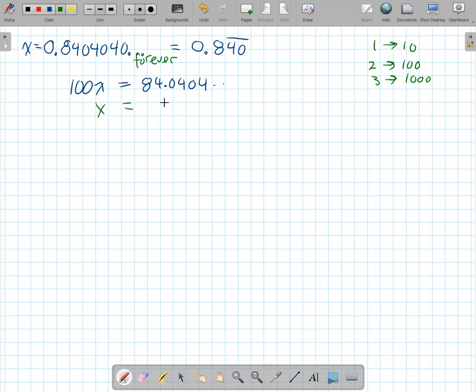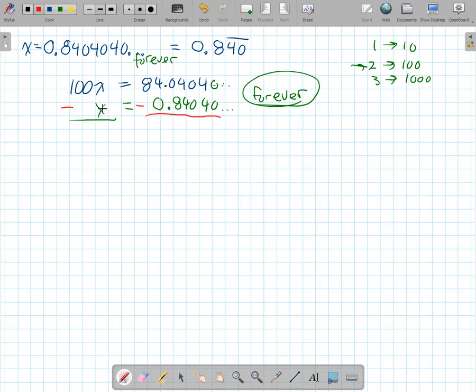My original number, and line up the decimals to subtract, right? So that would be 84.0404. And what's going to happen is, because I picked the right power of 10 to multiply by, the decimals in that forever part are lining up. And I just want to subtract away that forever because it's troublesome. So I'm just going to subtract on both sides here.